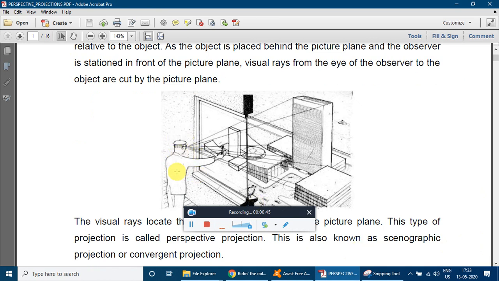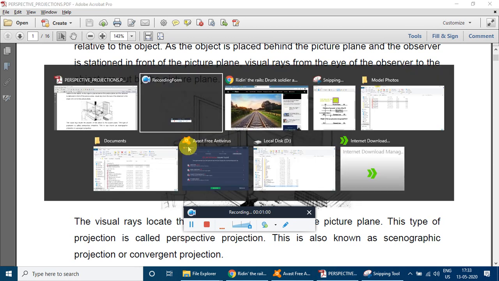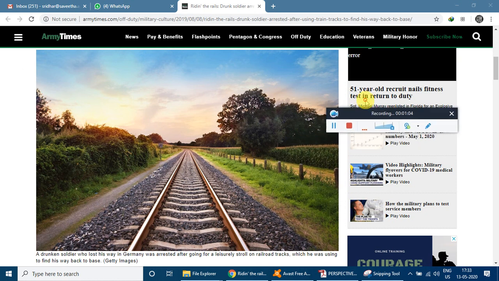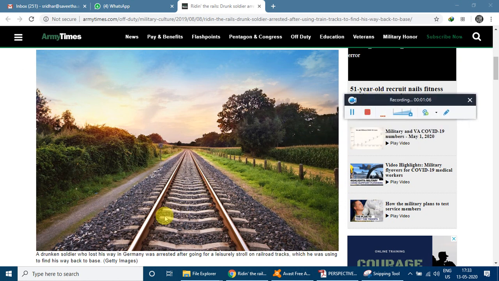This guy is viewing this object, the real-time scenario, right? So all these points of the object are converging to a single point, and that point is called a vanishing point. For better understanding, you can see this. This is a railway track, and obviously we know that both the tracks are parallel to each other, but when you're seeing this image, it seems to be somewhat converging to a point, right?